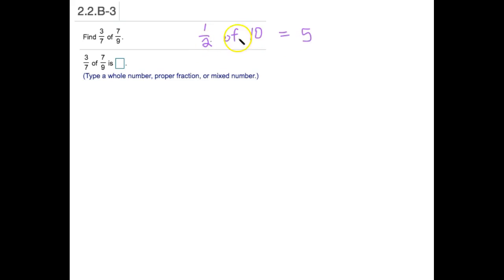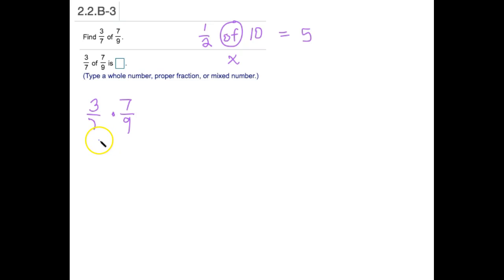So what did you do with the 1/2 and the 10? What you did was you multiplied, and that's usually what of means in math. So what we want to do in this problem is take 3/7 and multiply by 7/9. Now you can just go ahead and multiply straight across. 3 times 7, 7 times 9, that's how you multiply fractions.